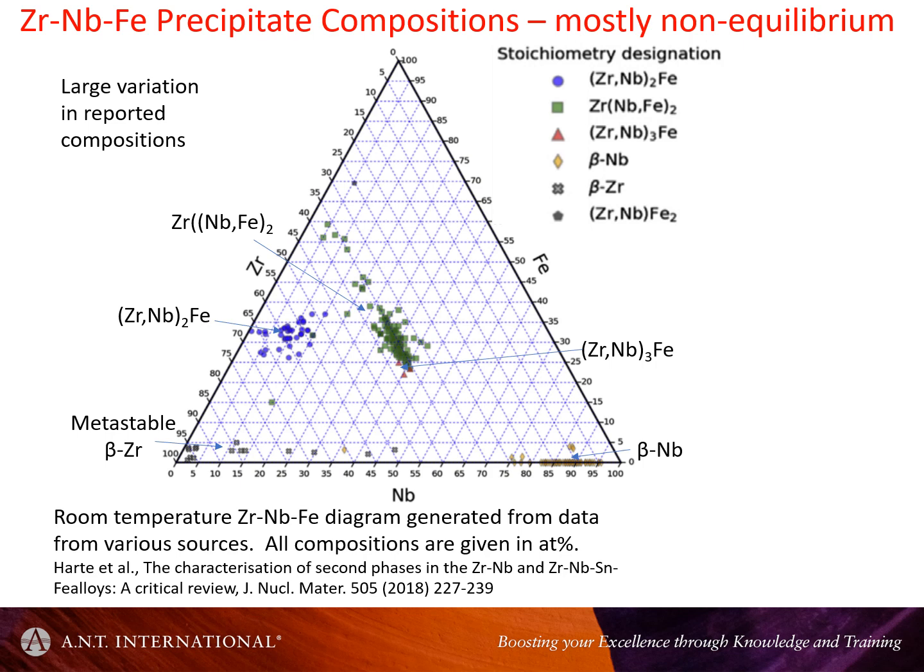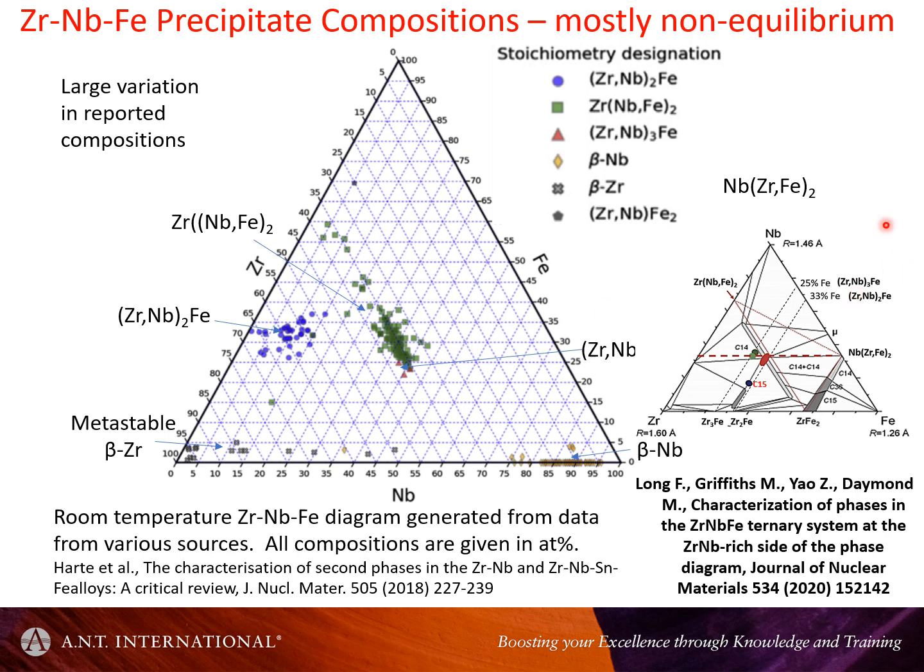Now, this sluggish transformation is one reason why there's been a lot of ambiguity over the years on the zirconium niobium phases. As you can see here, there are a lot of reported compositions for different phases. As you can see, it's all over the map. There's a very, very large spread. And the fully equilibrium, stable phase state should be a fixed composition. But if you have various heat treatments, varying times, you'll get a whole range of different compositions.